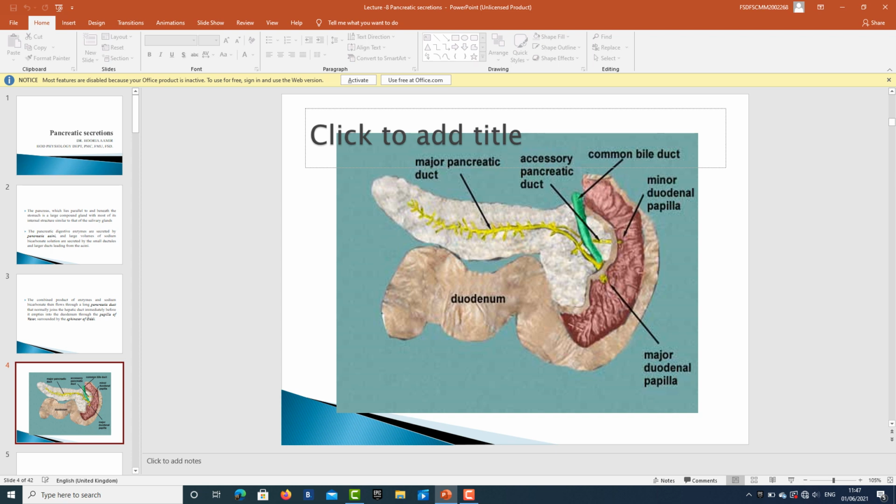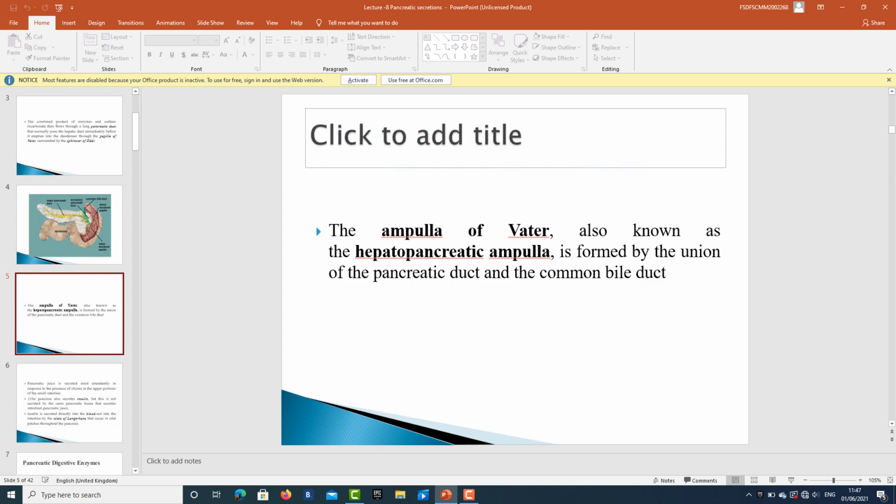See the leaf like structure, the major pancreatic duct, the accessory pancreatic duct, then there is a common bile duct. See this leaf like structure lying horizontal, parallel to that of the stomach below it, and secreting a lot of enzymes along with sodium bicarbonate in the secretions. The ampulla of Vater, also known as the hepatopancreatic ampulla, is formed by the union of the pancreatic duct and the common bile duct.